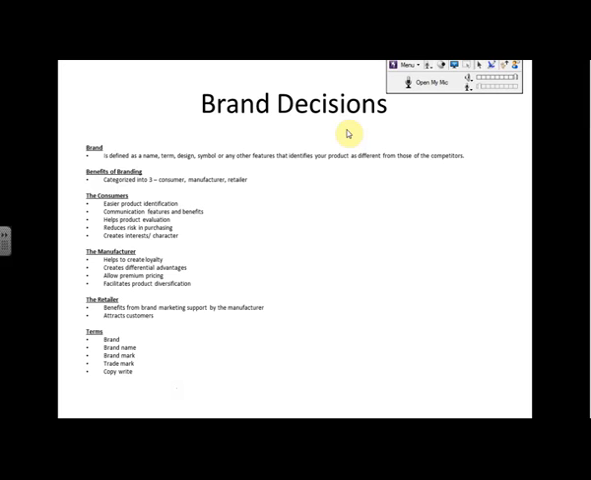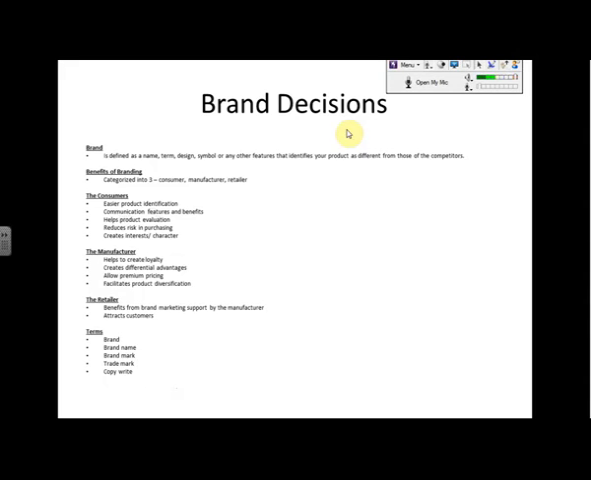Secondly, communication of features and benefits. A consumer is able to communicate and understand the features and the benefits, right? It also reduces what? Risk in purchasing and creates interest and character. So these are the benefits to the consumer.